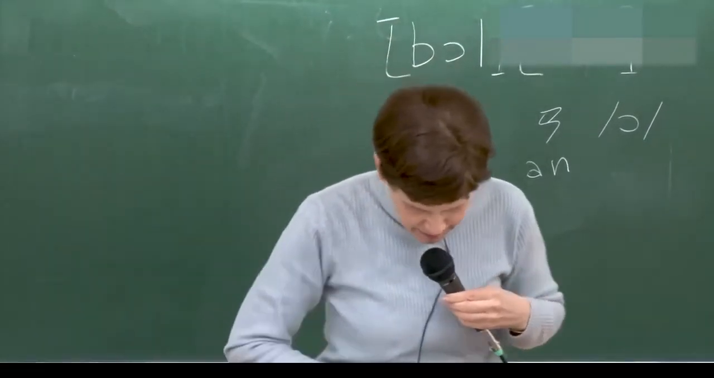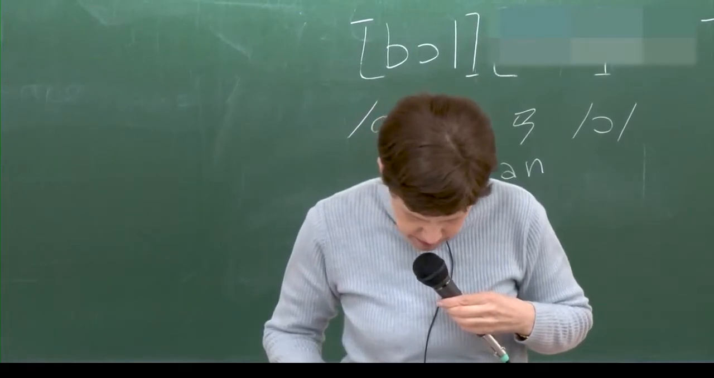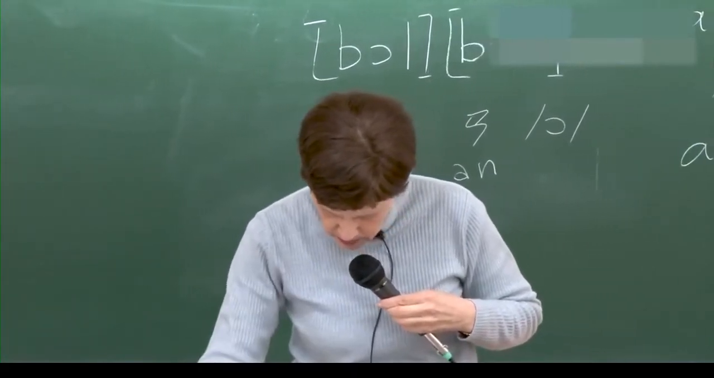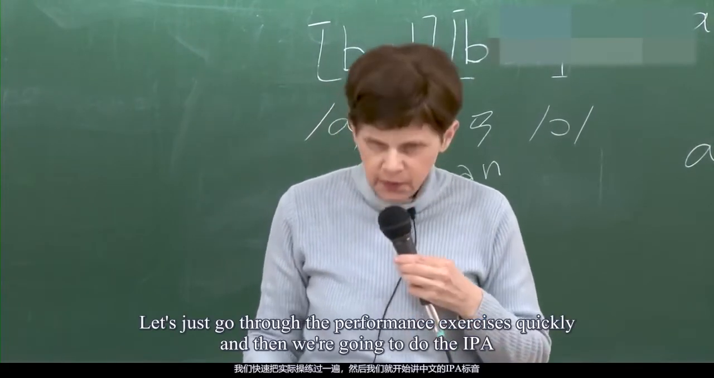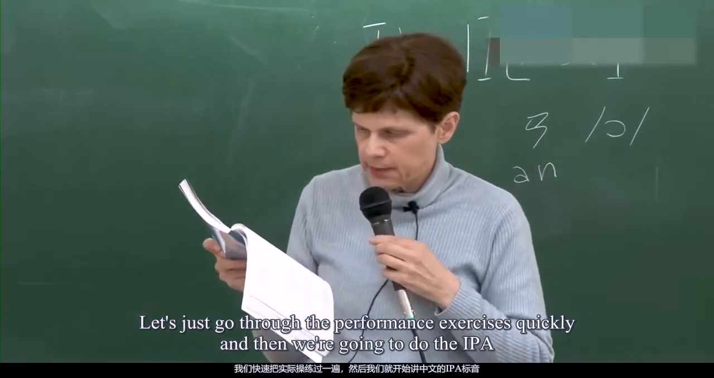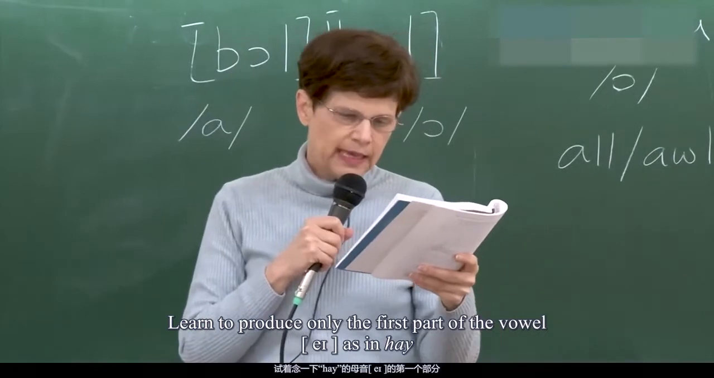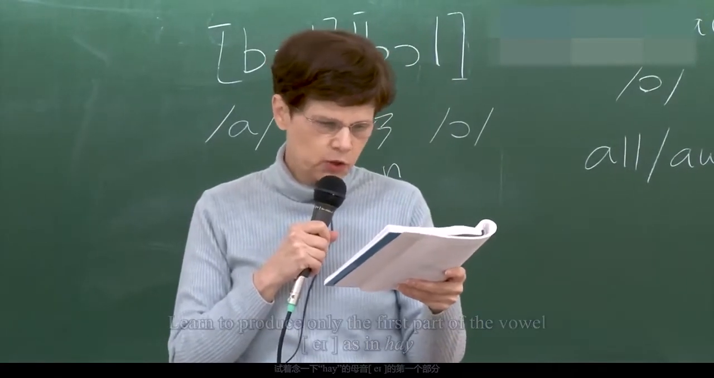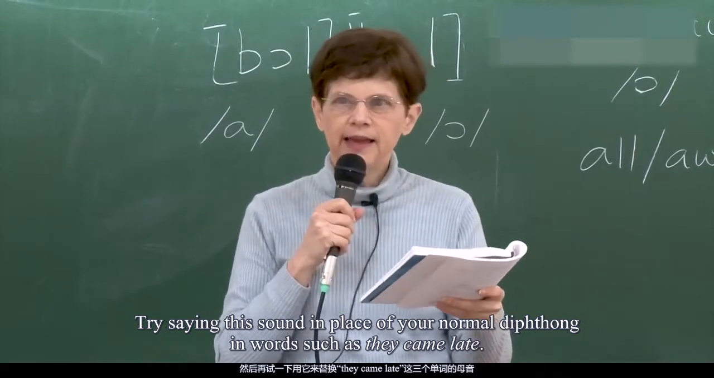Okay. We pretty much finished, although not really thoroughly. We very quickly got through the written exercises. Let's just go through the performance exercises quickly, and then we're going to do the IPA. Okay, quickly. Learn to produce only the first part of the vowel, A, as in hey. Try saying this sound in place of your normal diphthong in words such as they came late.